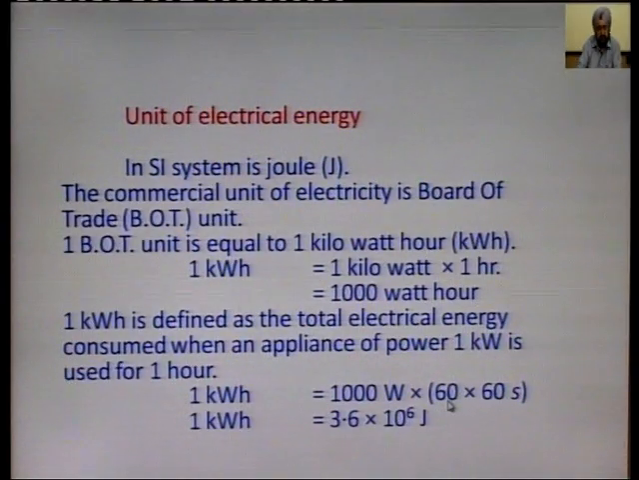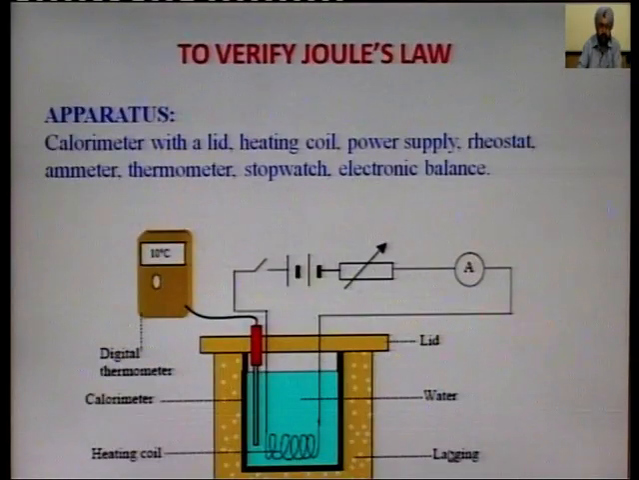1 hour has 60 minutes. 1 minute has 60 seconds. 60 into 60 gives you 3600. 3600 into 1000, 36 lakh. Or you write it as 3.6 into 10 to the power 6. Watt into second is joule. So 1 kilowatt hour means you are using how many joules of energy? 3.6 into 10 to the power 6 joule of energy.